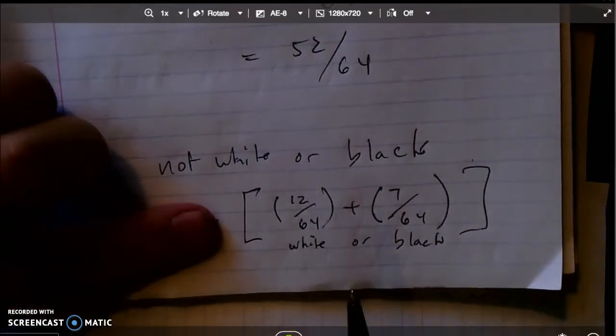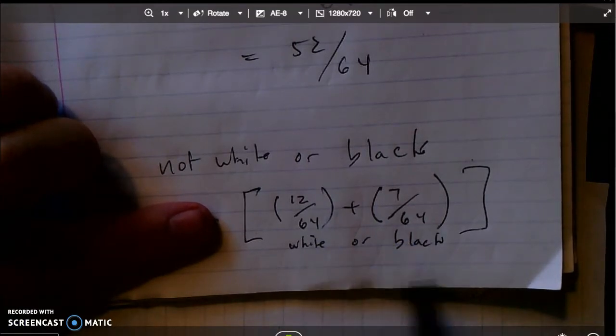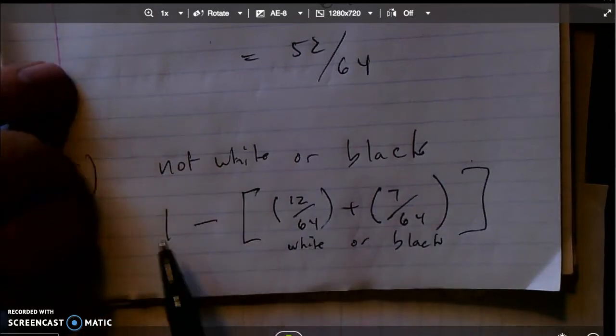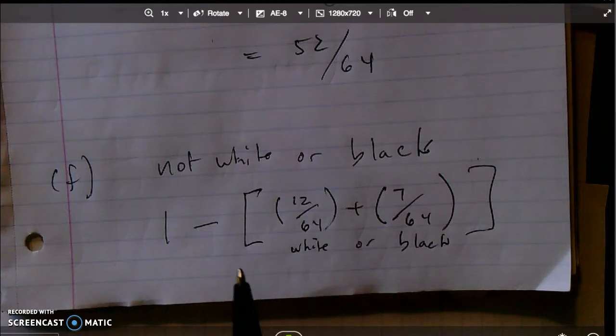So here, again, the probability I draw a white marble or a black marble, and then I'm not that is 1 minus, and whatever I get there, I'm going to get a number between 0 and 1, and I've answered that question. Okay, that's it for the general addition rule part 1.